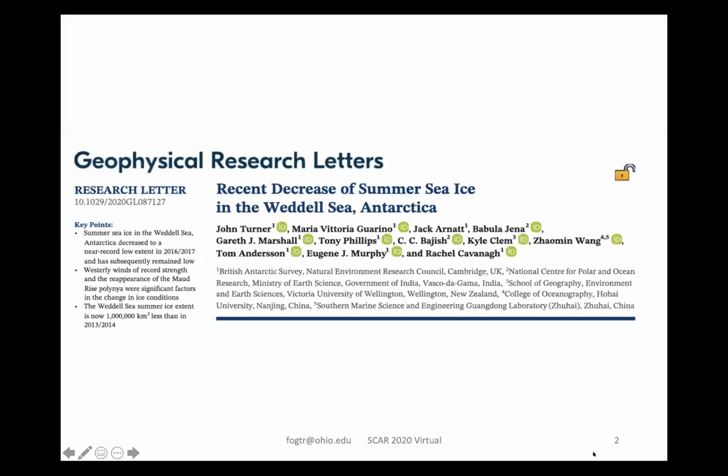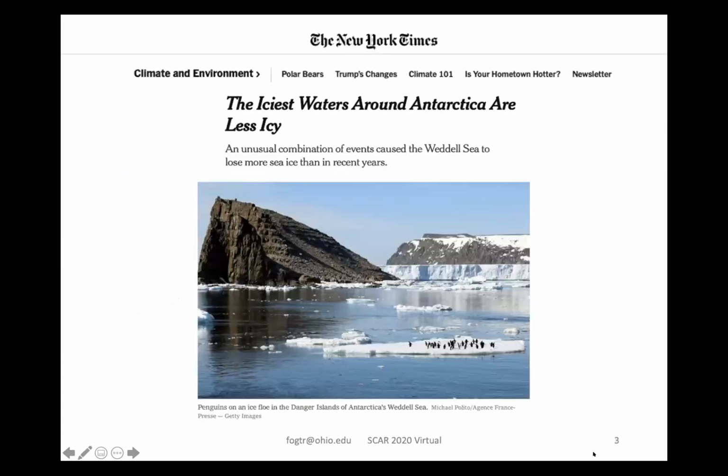So I don't have to really tell this community quite a bit about how exciting sea ice news is. And this is a paper that just came out about a month ago talking about the Weddell Sea and the changes there in 2016 and some potential causes for those changes. And this, of course, made headlines all around the world. This is just the New York Times showing you this paper in the press release. And so sea ice is really exciting.